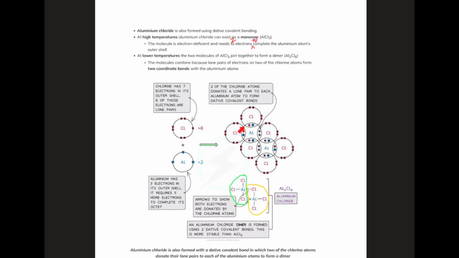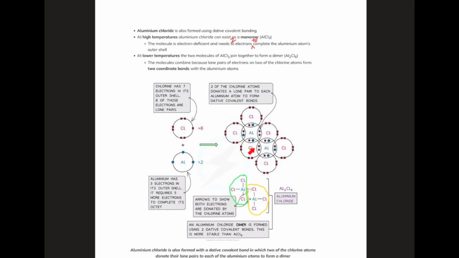So as you can see here, normal. This is the dative bond. The lone pairs are from chlorine to the aluminium. So this is the other monomer. This is the normal covalent bond, normal, and this is the dative one. So yeah.